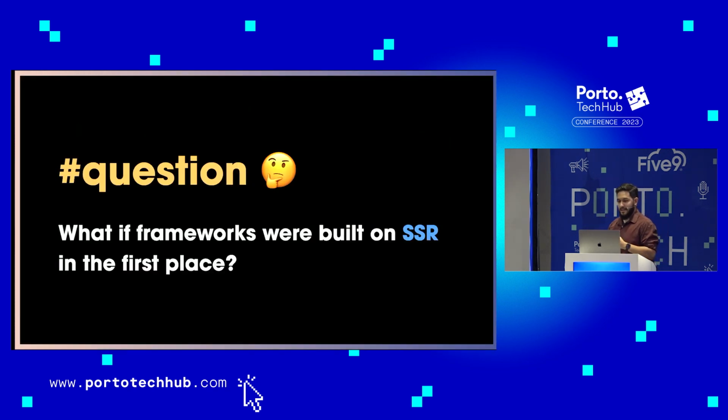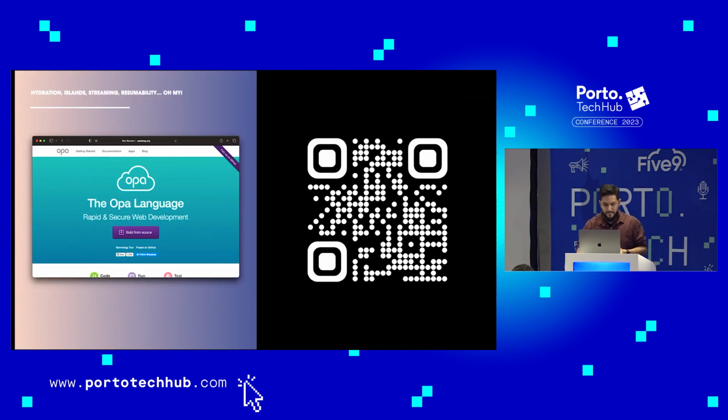I think that a good way to think about resumability is, what if frameworks were built from scratch with this idea in mind? So it's insane, because in 2011, we had this thing called Alpha. Has anyone heard about the Alpha language? Oh yeah, you have.